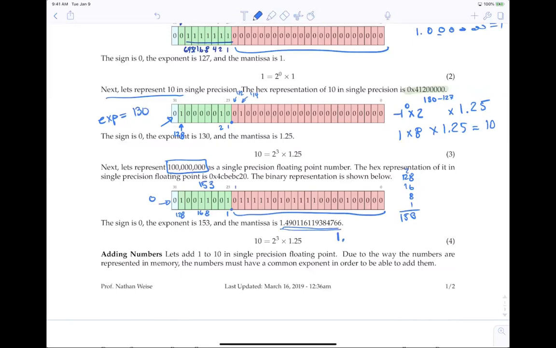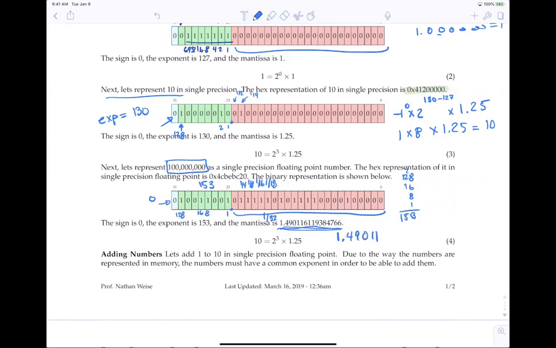So the first position, this would be 1/2. This would be 1/4. So this is 1/4, 1/8, 1/16, 1/32, and so on and so forth. And you would add these all up. And if you added those all up, you would get this 1.49776. Okay. So we have that number.